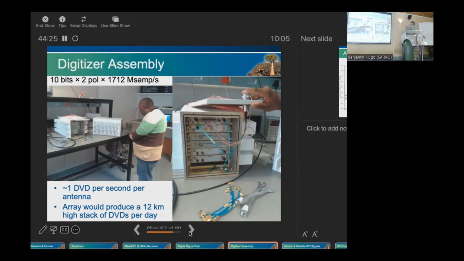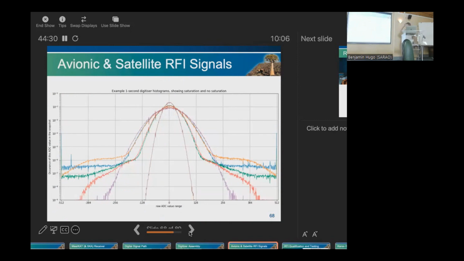And what you need to do is the correlation. Just to show here the effect of RFI. This is the output of the digitizer. When the digitizer is working nicely and everything's good, this is a histogram of the voltage samples coming out of the digitizer. When the telescope's working nicely, you're detecting noise, a nice Gaussian distribution of voltages. This is a log plot, so it's a parabola. But as soon as you come near a satellite or an aeroplane flies overhead, then suddenly your signal gets messed up by RFI.